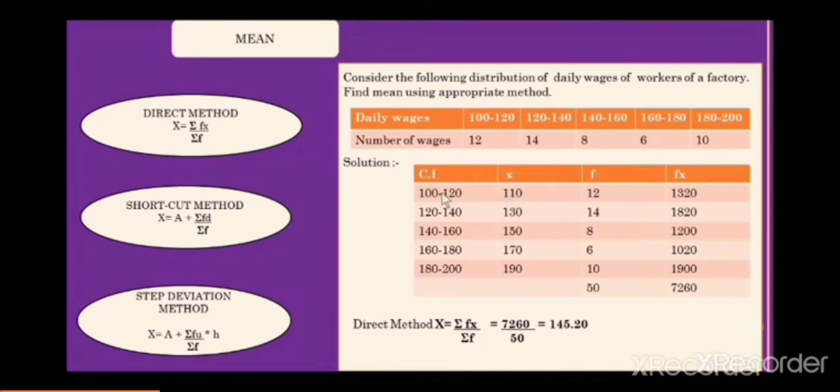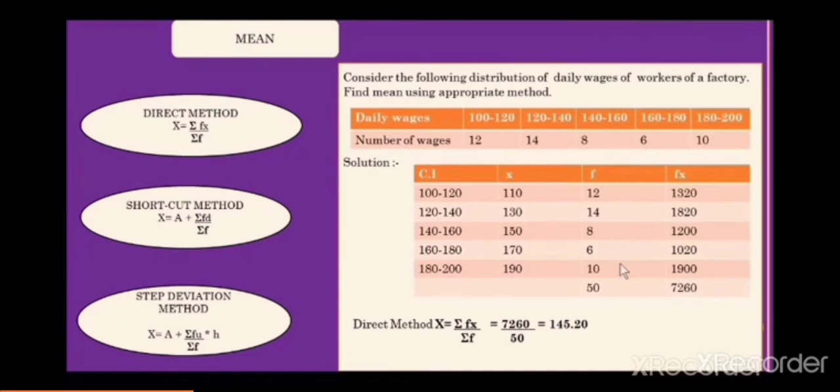The midpoint you have to find out. 100 plus 120 is 220, 220 divided by 2 is 110. Like that, you have to find out for the whole table. Next is 120 to 140, which is 130, 140 to 160 is 150, 160 to 180 is 170, and 180 to 200 is 190.